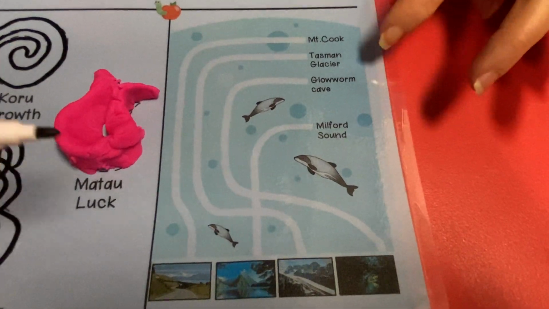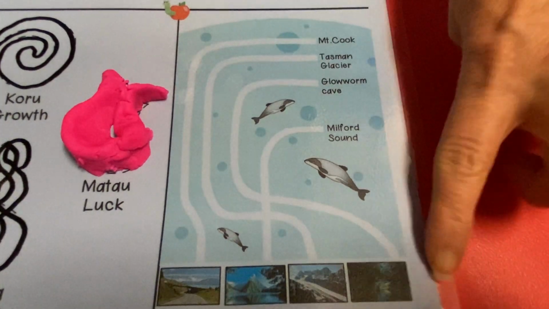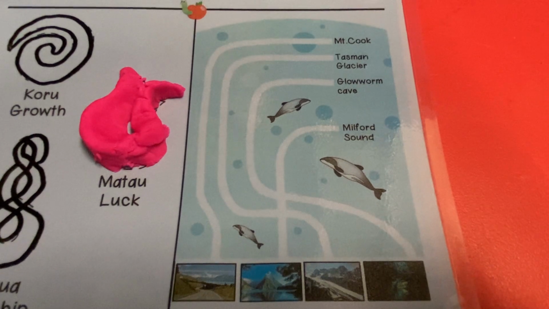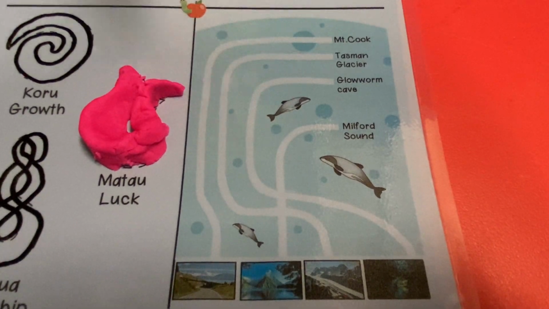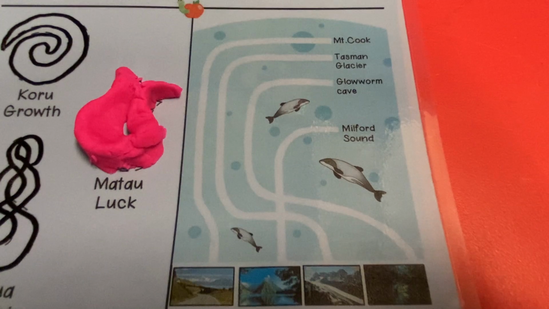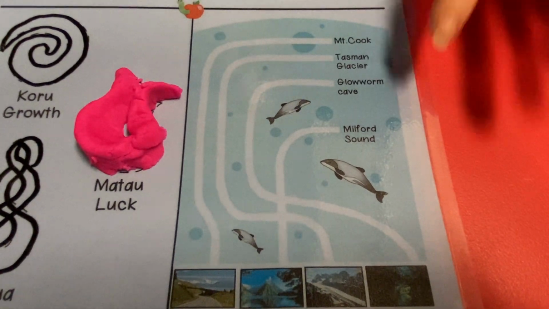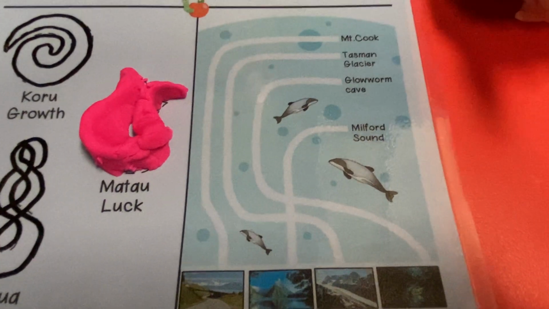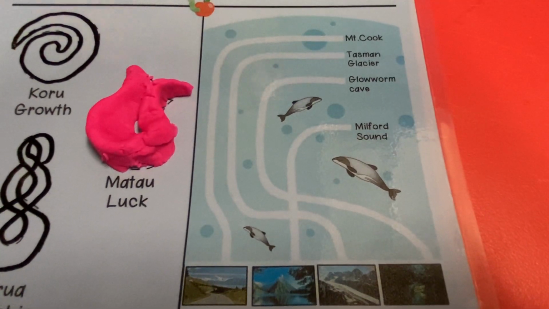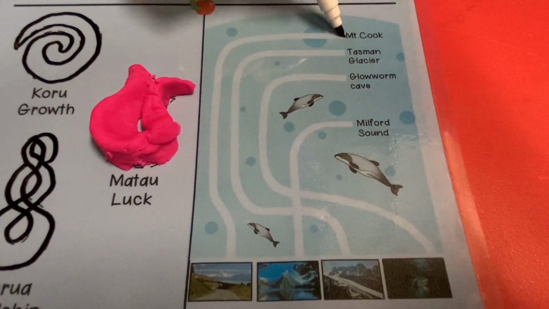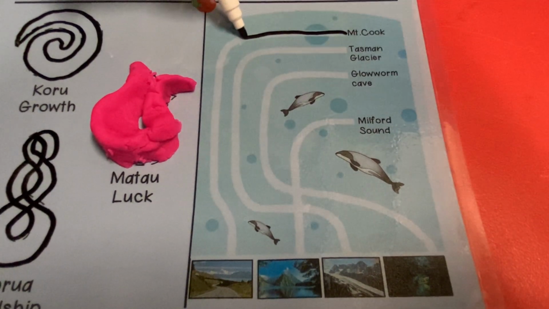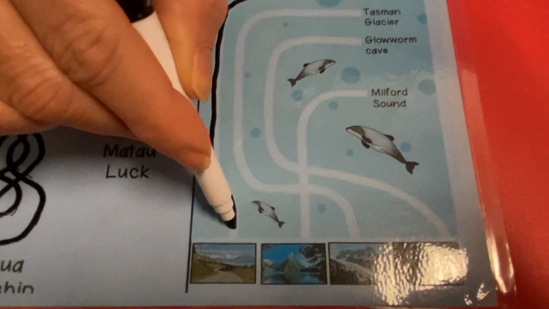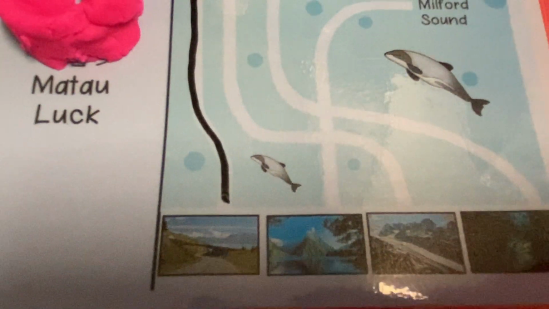All right, so the last one is different places that you will see in New Zealand. We just picked a couple of them. We picked Mount Cook. And once we trace our lines, we'll see what Mount Cook looks like. Tasman Glacier, Glowworm Cave, which we will be making, and Milford Sound, okay? So, let's find out what Mount Cook looks like. Let's just trace and see where we're gonna end up. Look at that. Beautiful.